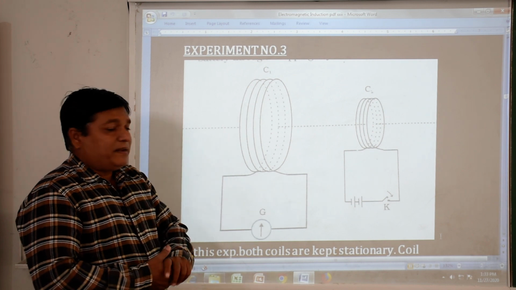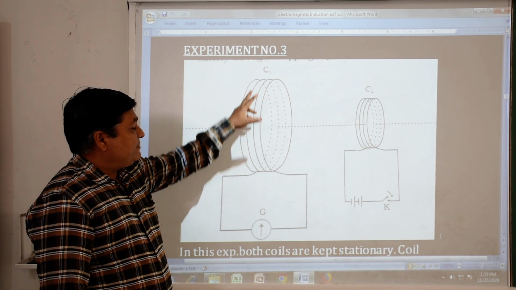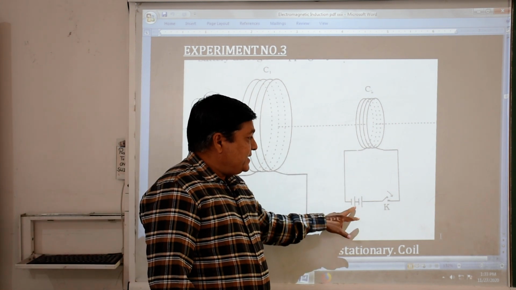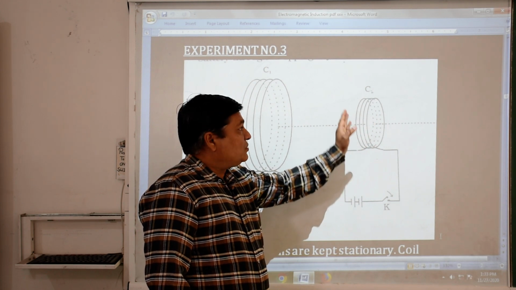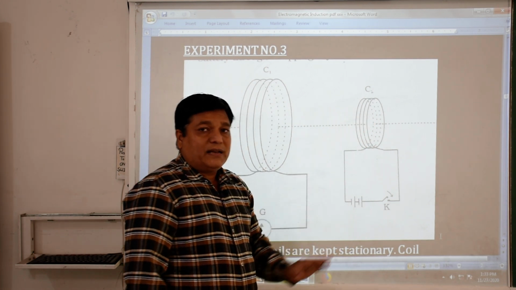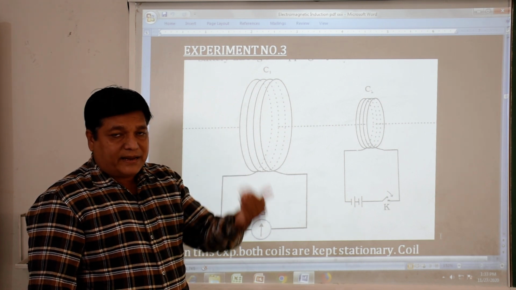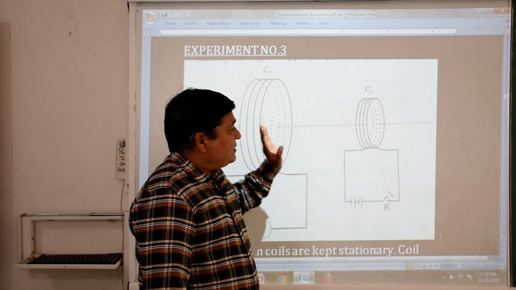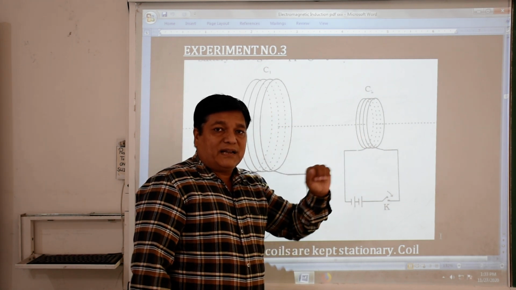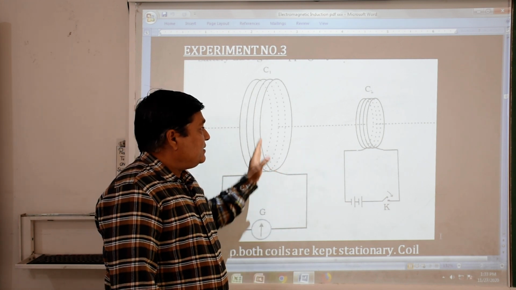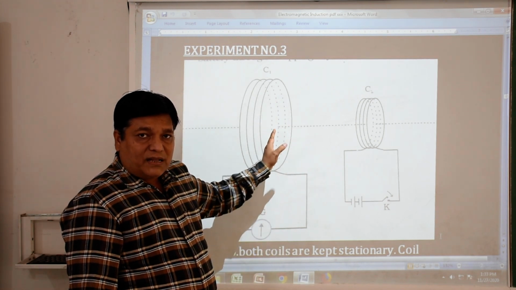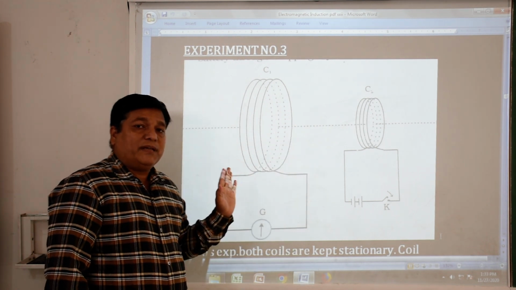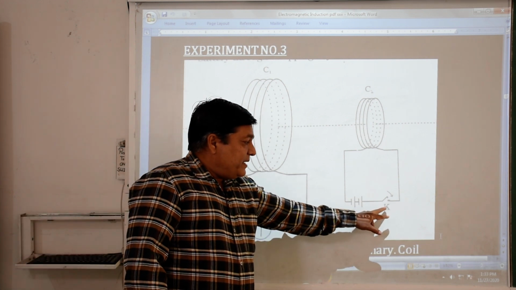In this experiment, the first coil is taken as it is, coil C1, to which a galvanometer is attached. The second coil is taken, to which a battery is attached, through which current is flowing. When the current flows through the coil, a magnetic field is produced around the current carrying coil, and this magnetic field will link with the coil here. When current stops flowing, there is no magnetic flux linked with this coil, and if there is no magnetic flux linked, no induced current will be found here. So there is a tapping key.